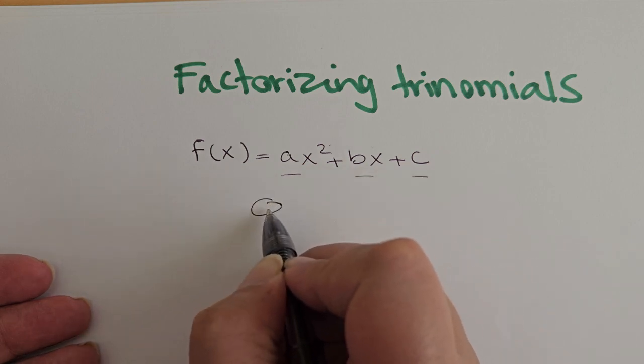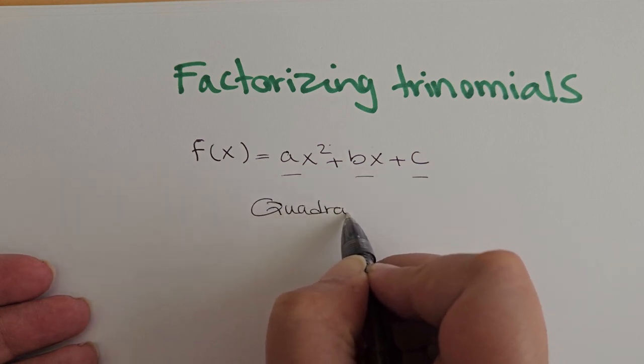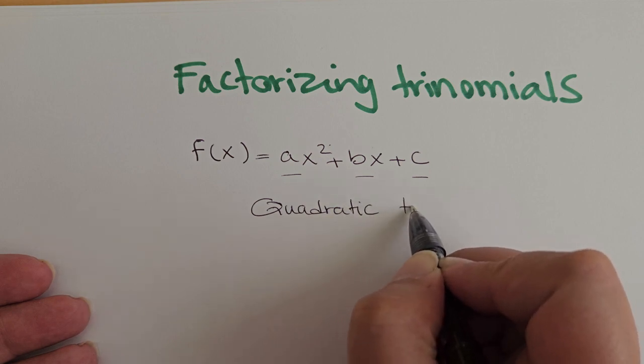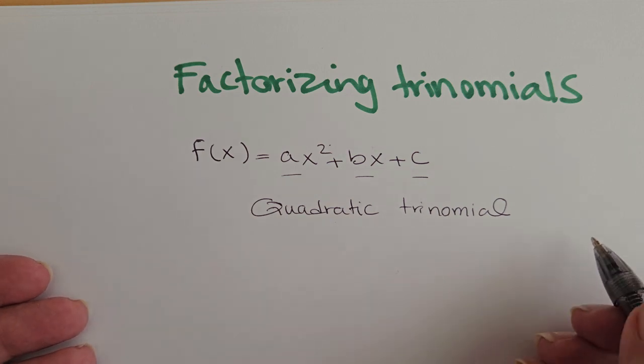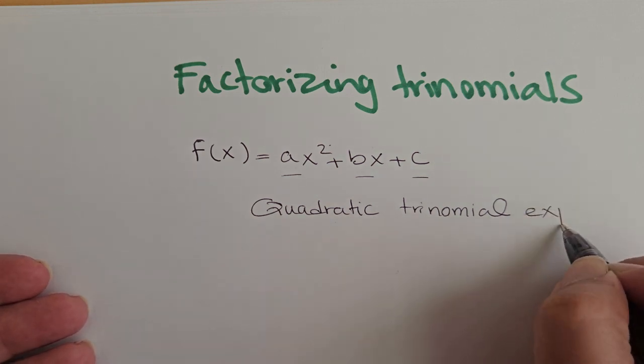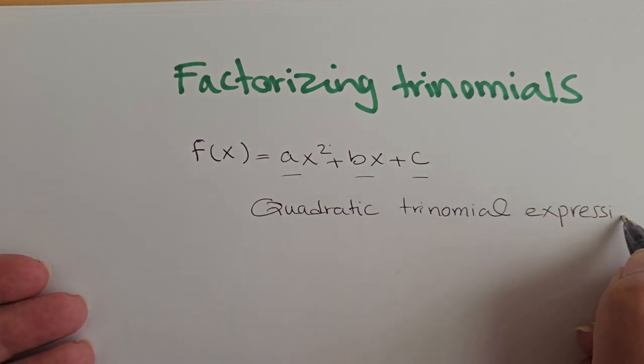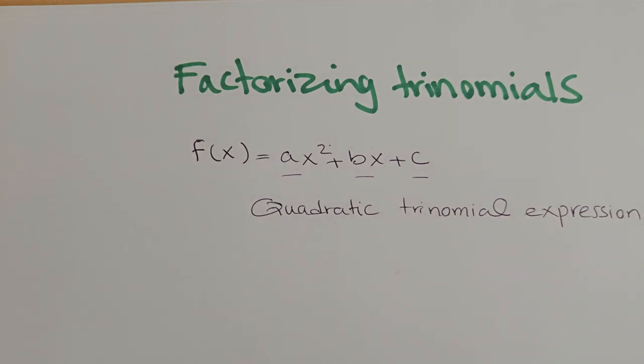This one is a quadratic trinomial expression. Let's see what I mean by quadratic trinomial. Quadratic refers to the biggest power, which here is 2. So whenever the biggest power is 2, we call it quadratic. Trinomial refers to the number of terms. That means there are 3 terms, and it's an expression.